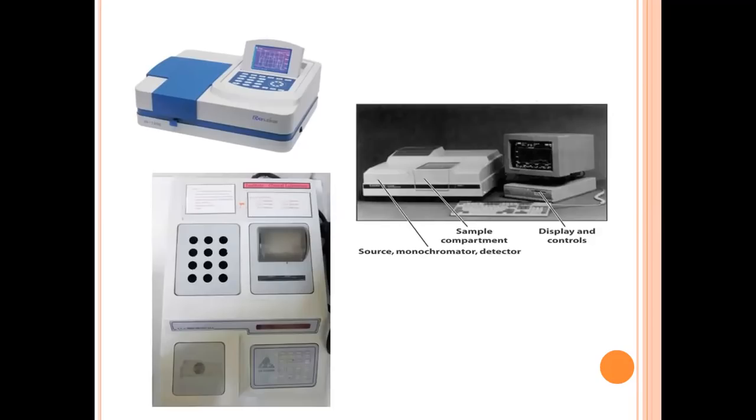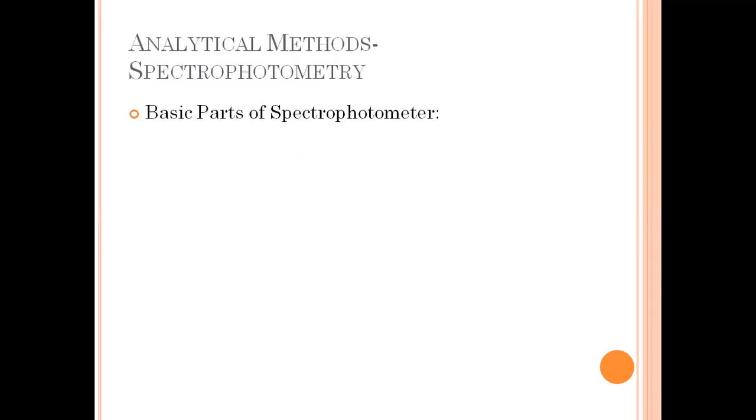So, not limited to these three, no? Madami pang ibang type ng spectro ang pwede nyong ma-encounter. Basta you should know of the different component of the spectro. Okay? Para alam nyo din on how this equipment works. Okay? So, with that, what are the basic parts of the spectrophotometer?